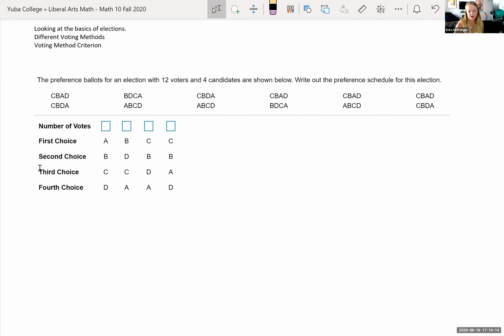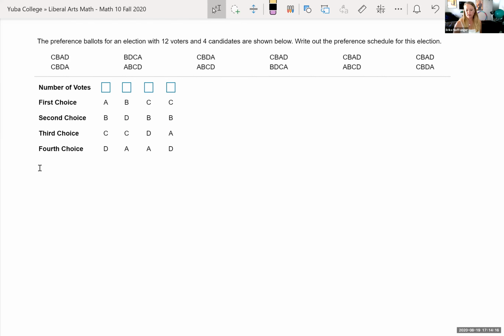And so you're looking right here where there were 12 voters and they were able to vote on 4 candidates. And when those 4 candidates, they put it in the preference that they wanted. First choice, second choice, third choice, fourth choice. And so if we look at this, the first thing that we want to do is we want to count how many people voted with this order, A, B, C, and then D.